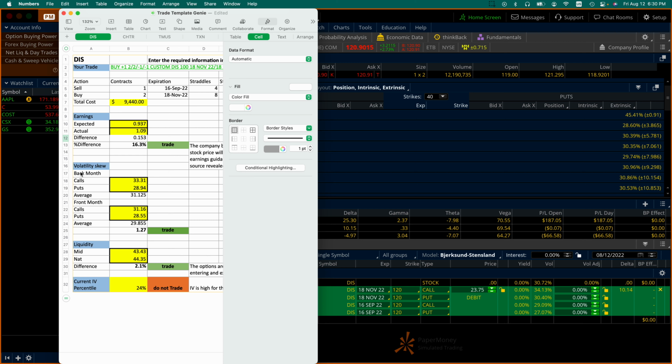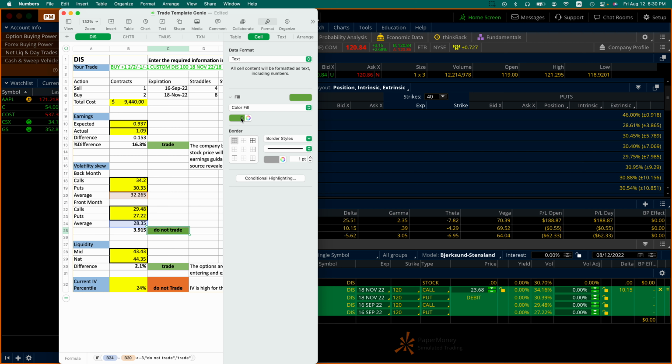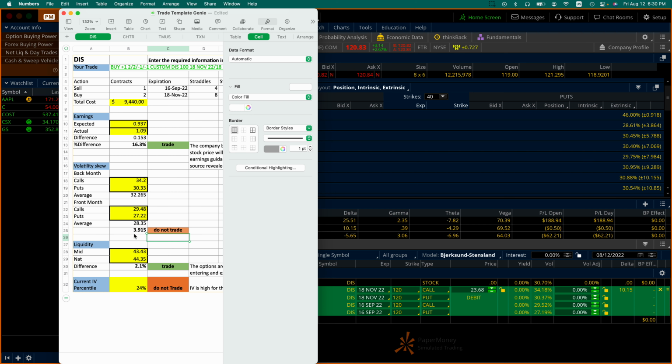And how do we analyze that? We take the back month and front month, we enter the volatility skew. You see it here at the lower right corner of your screen. That's the volatility for each of the legs of your trade. Okay, so we're going to say 34.2, 30.33, 29.41, 48, and 27.22, and that gives me 3.9. It says do not trade. Okay, so I'm going to fill it up with an orange. Why? Because it's more than 3 points. So that means the volatility is not in my favor.